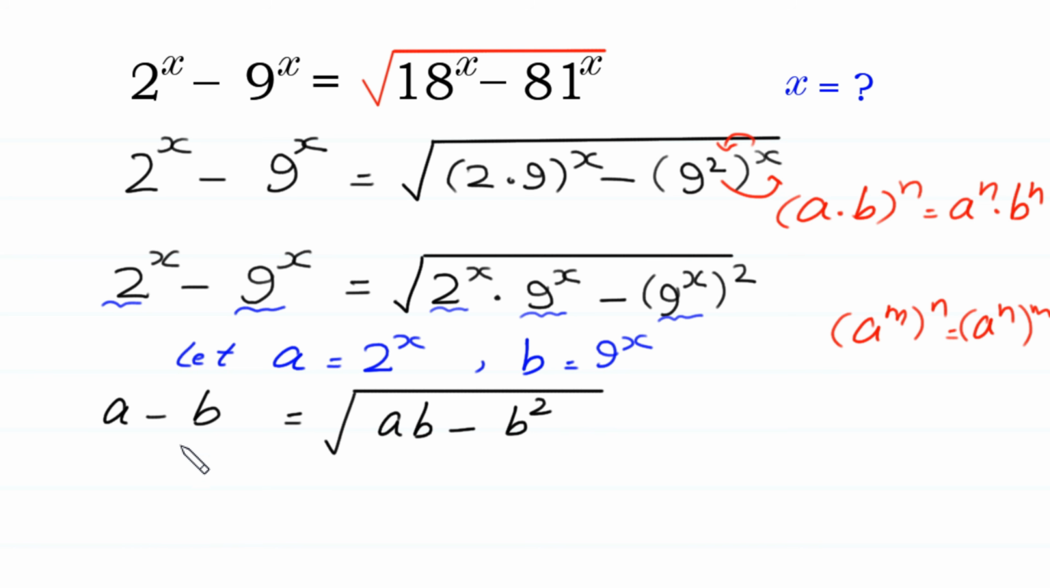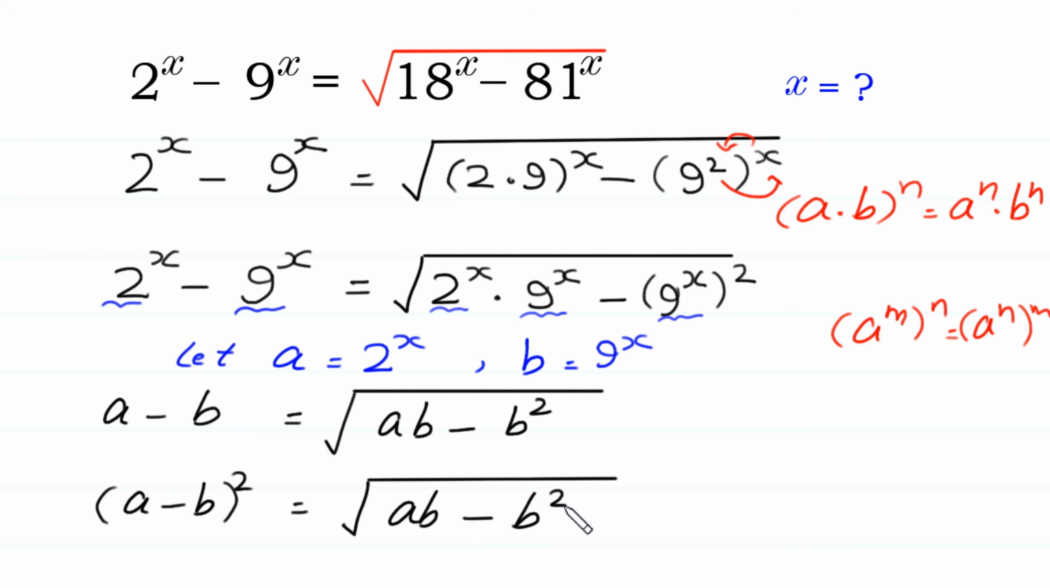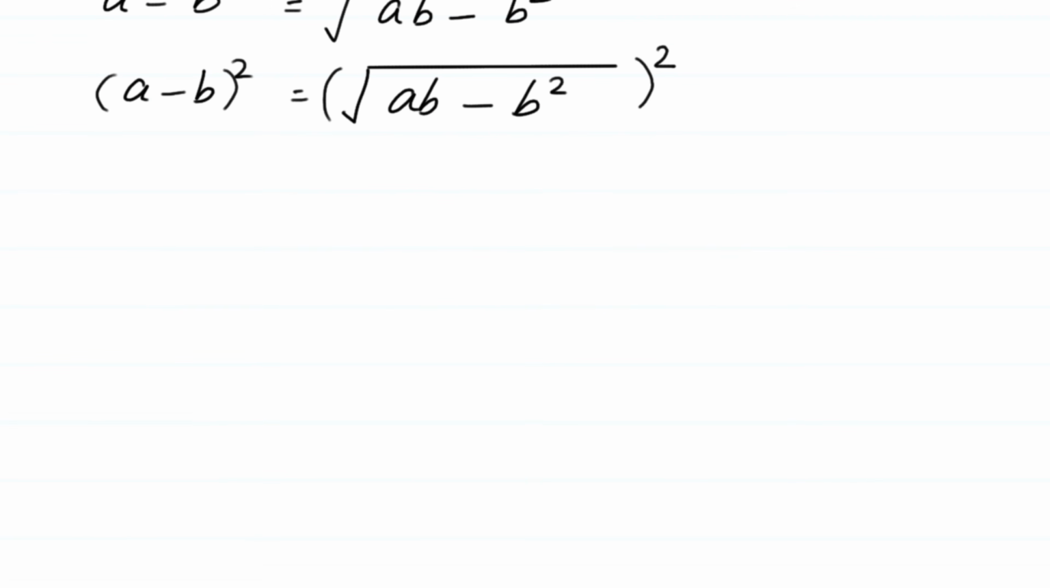Next we take a square of both sides. A minus b squared is equal to square root of ab minus b squared, and we take a square of this side too. Next, a minus b whole squared is equal to, this square will be cancelled with this square root, and here left ab minus b squared.